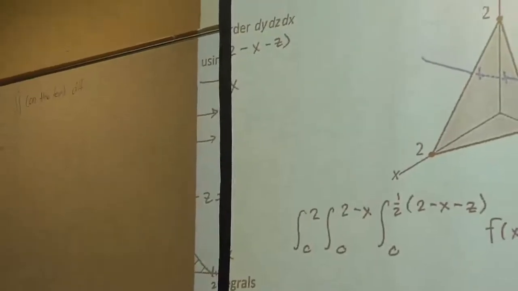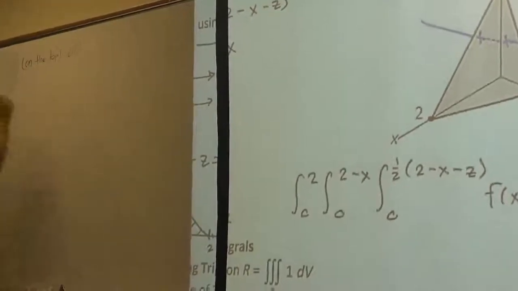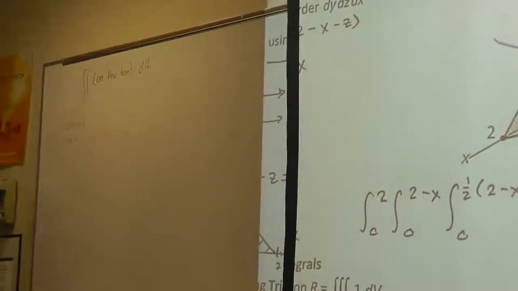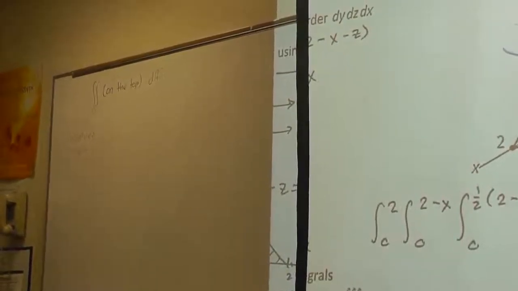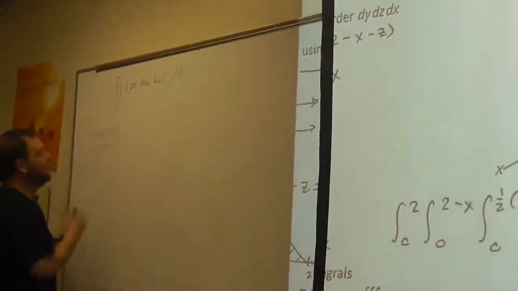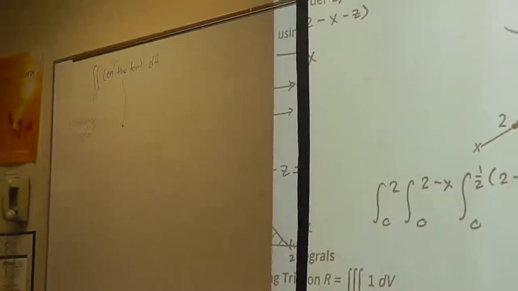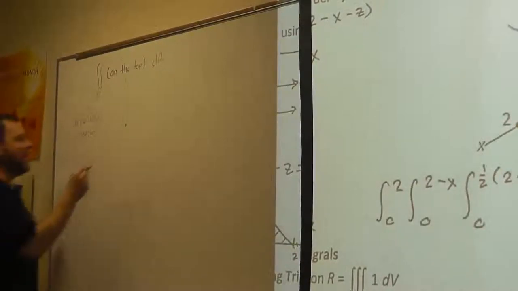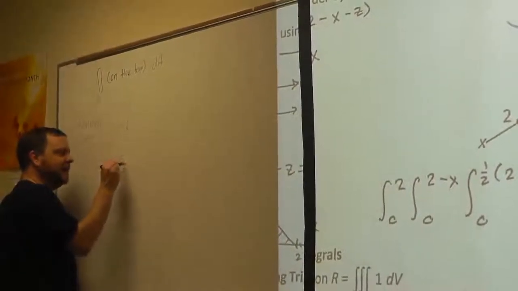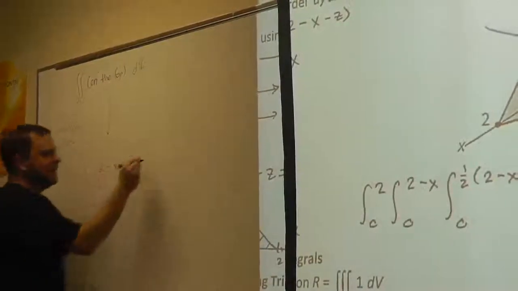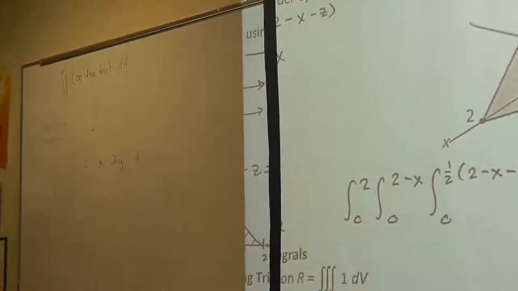So in other words, whatever defines the top of your solid, and most often it's going to be a z equals equation that defines the top of your surface, we would set this up as z equals 2 minus x minus 2y is on top. So I would be integrating 2 minus x minus 2y, and then we commit to either order of integration.